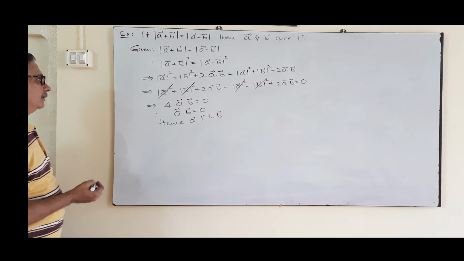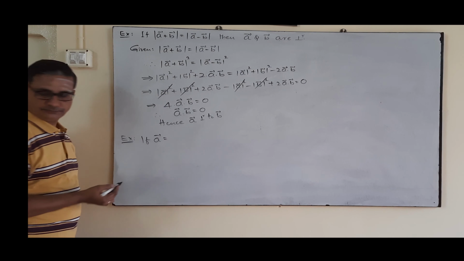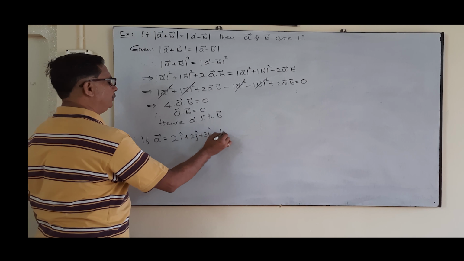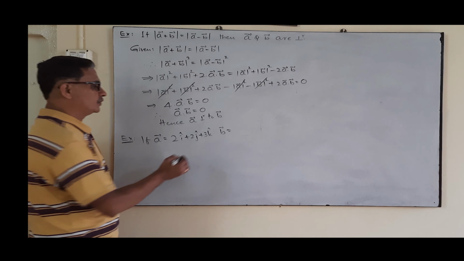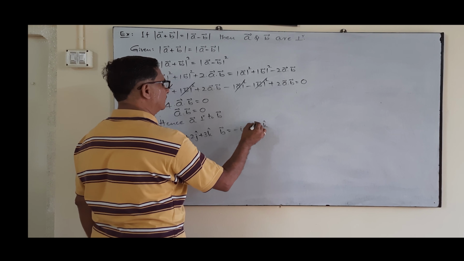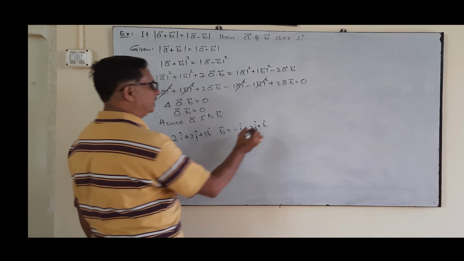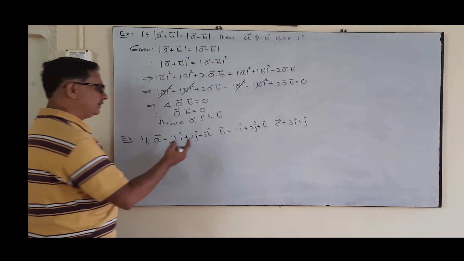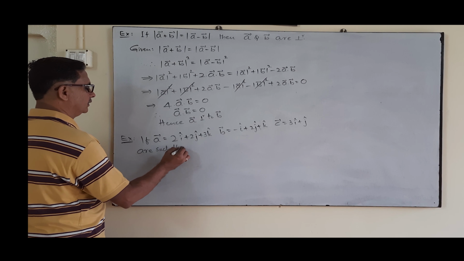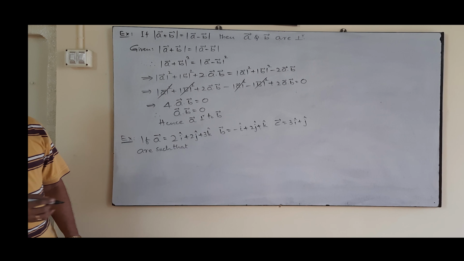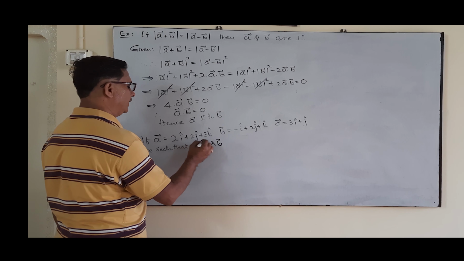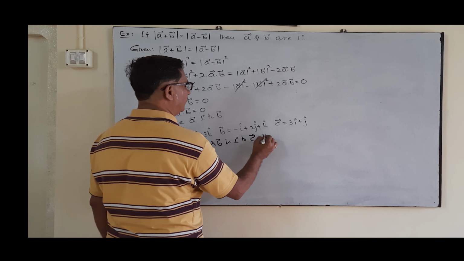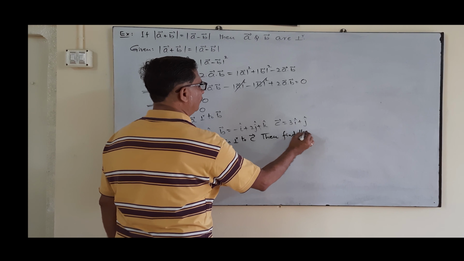Now the next problem. Vector a is 2i plus 2j plus 3k. Vector b is minus i plus 2j plus k. And vector c is 3i plus j. Totally 3 vectors are given. Now here the question: a, b, c are 3 vectors such that a plus lambda b, where lambda is a constant, is perpendicular to vector c. Then find the value of lambda.